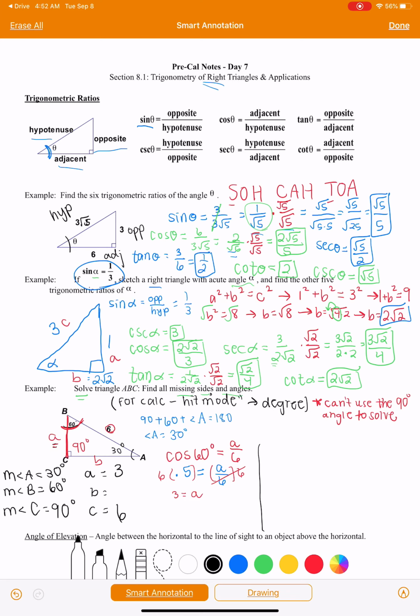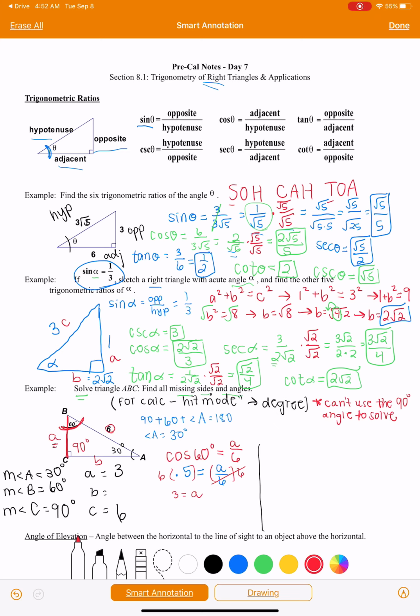So if I'm going to solve for side length B, and again use my 60 degrees, so angle B as my reference angle, well, that means that angle B is opposite of side length B. So I want to use the opposite side, and I'm also going to use, once again, what we were just given in the beginning, so the 6, which is the hypotenuse. So if I have the opposite side length and the hypotenuse, that is what I'm going to use in SOHCAHTOA.